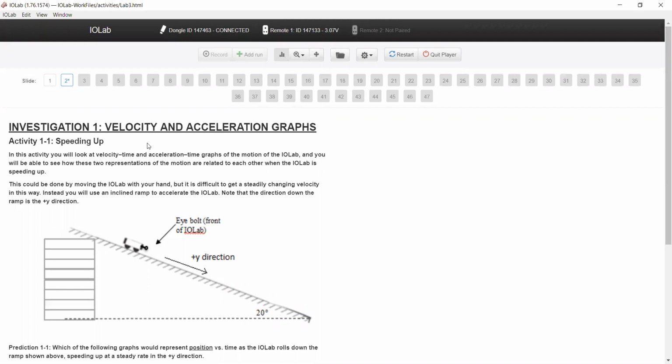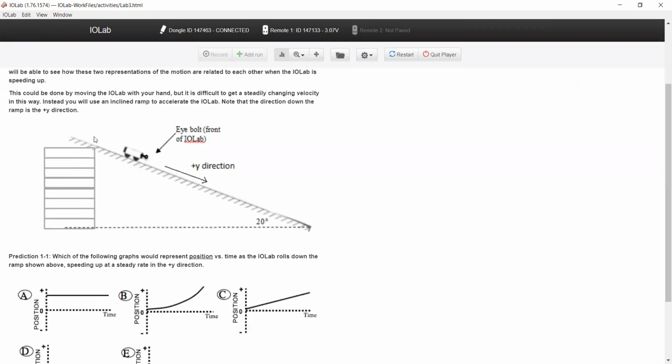So we are going to do velocity and acceleration graphs when you are speeding up. Speeding up means increasing the speed as the time goes on. So we have to predict what will happen if we speed up as the time goes on. So there is a ramp here, and we are going to move in the positive y direction.